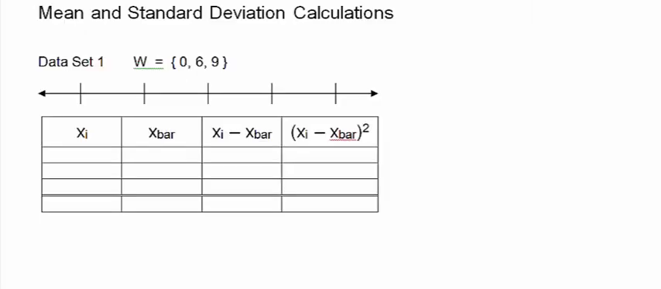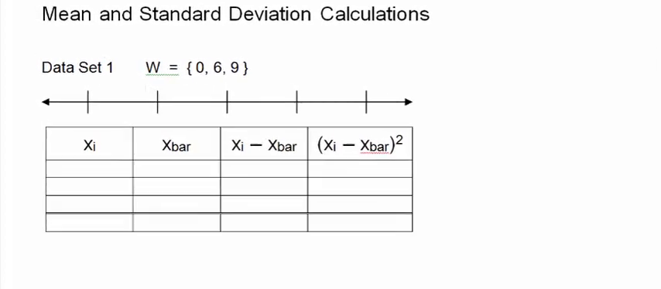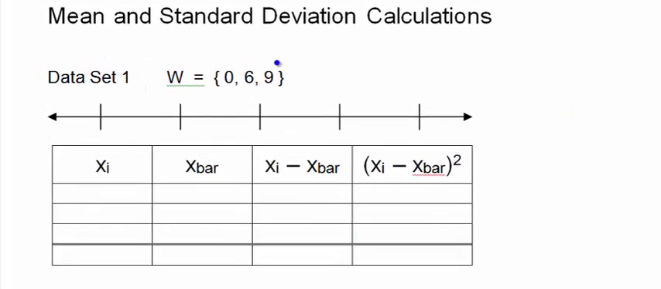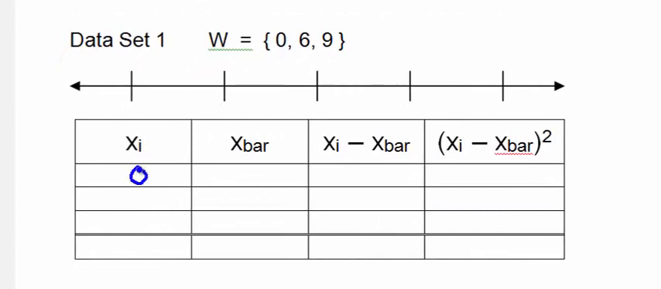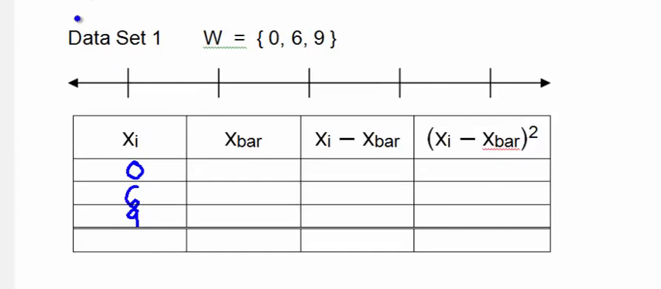In this video, we are going to compute standard deviation for a few data sets. We'll begin with data set 1. Here's our values. We have 3, and each of these values are what we call an x sub i. So we'll first begin by writing down our x values. We have 0, 6, and 9. Now what the mean does, the mean measures the center.